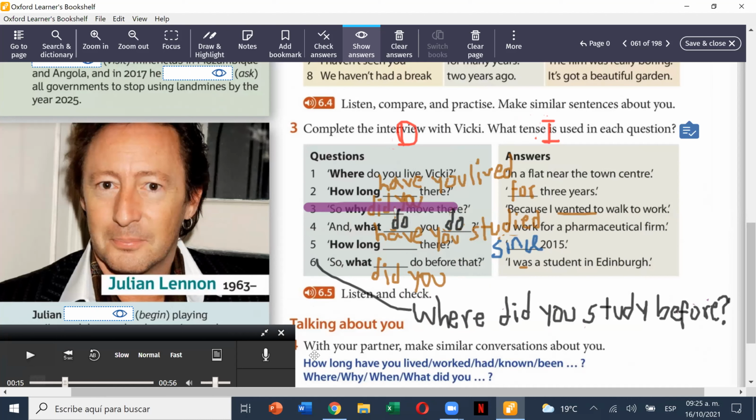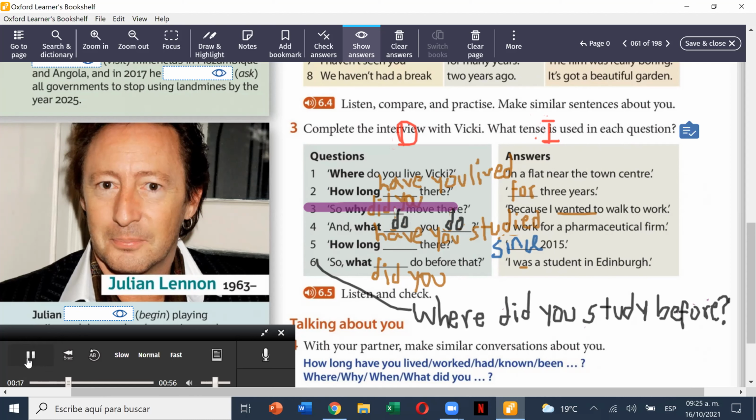If you notice the second question, how long have you lived there? Because she started living there in the past, obviously, and she continues. She continues living there. So that's why the question is how long have you lived there?